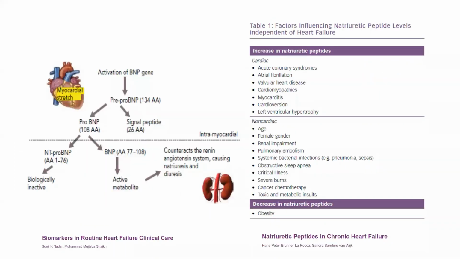The last thing is the BNP, and you know also BNP increases, and this is an important question in exams, what increases pro-BNP? Okay, pro-BNP, heart failure, we know, like also acute coronary syndrome, atrial fibrillation, valves, myocarditis, cardioversion, and hypertrophy. There are non-cardiac causes, renal, pulmonary embolism, pneumonia and infection, critical illness, severe disease, cancer, chemotherapy, and all of that. It decreases in obesity. Yani obesity tends to decrease the level. That's why you have to consider the BMI in analyzing the BNP and pro-BNP. It's okay.